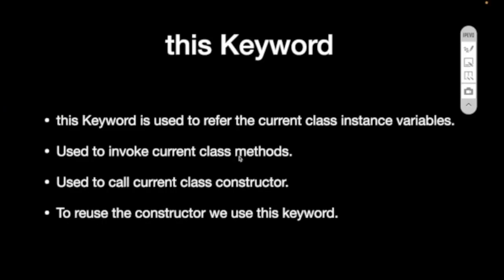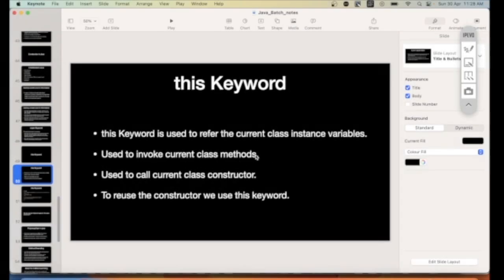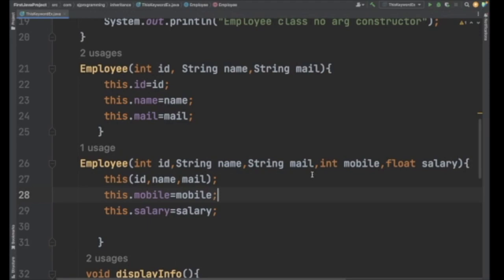See, this keyword, first statement is that this keyword is used to refer to the current class instance variables. We have already explained this with an example. Now the second point is this keyword is used to invoke the current class methods. Then this keyword is used to call the current class constructor, and this keyword is used to reuse the constructor. Using this keyword you can reuse the already written constructor. Now only one thing is remaining, which is to call the current class method. Let me cover that one.